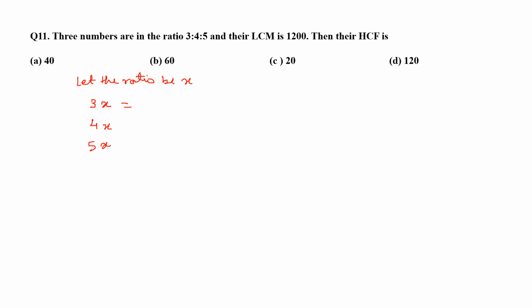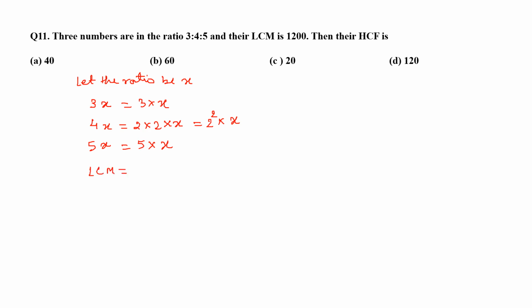So let's factorize this. 3x is 3 into x. 4x means 4 is 2 into 2 into x, and 5x is 5 into x. Now 2 into 2 into x I can write as 2 square into x. Now LCM is given as 1200. So let's find the LCM here.